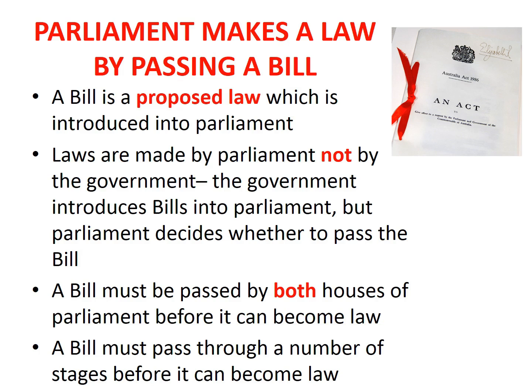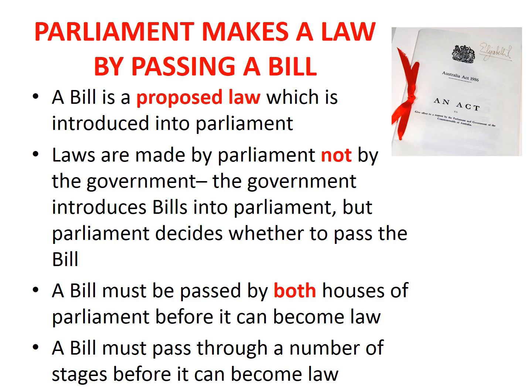Second, laws are made by Parliament, not by the government. The government introduces bills into Parliament, but it is Parliament which decides whether to pass those bills. That is, it is Parliament which decides whether a bill should become a law. It does this by passing the bill so that the bill then becomes an act. Third, a bill must be passed by both houses of Parliament before it can become a law.